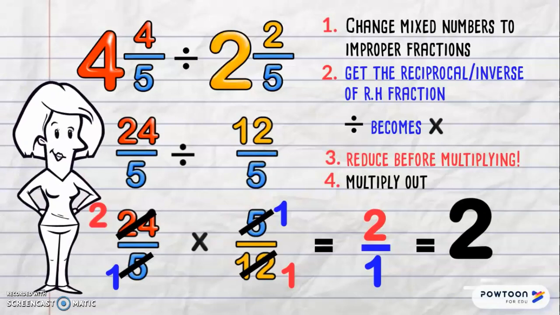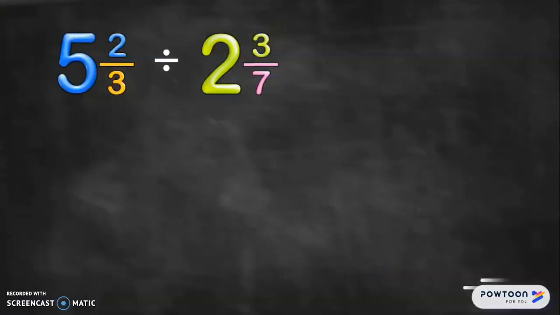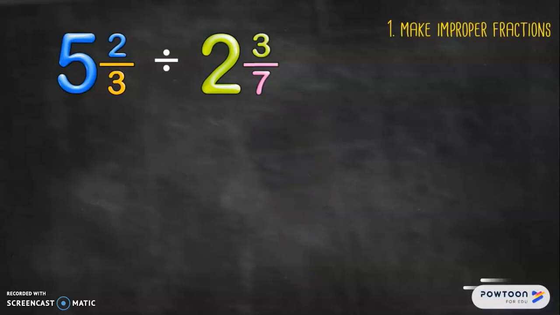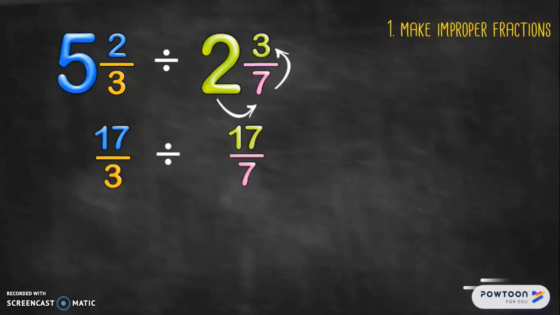Let's do another problem, and this next one won't work out quite so neatly. 5 and 2/3 divided by 2 and 3/7. Our first step is to transform these to improper fractions. So here, 5 times 3 is 15, plus this 2 gives 17 over 3, divided by 2 times 7 is 14, plus this 3 makes 17 over 7.